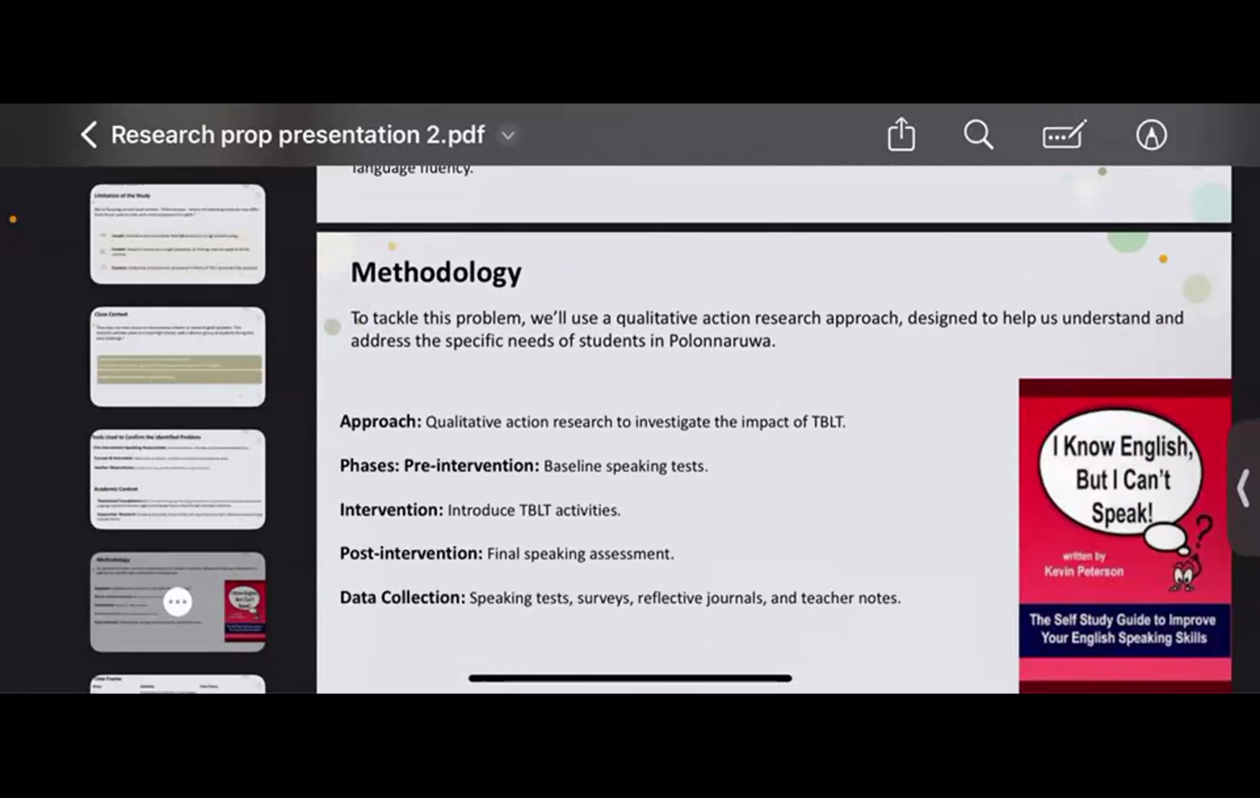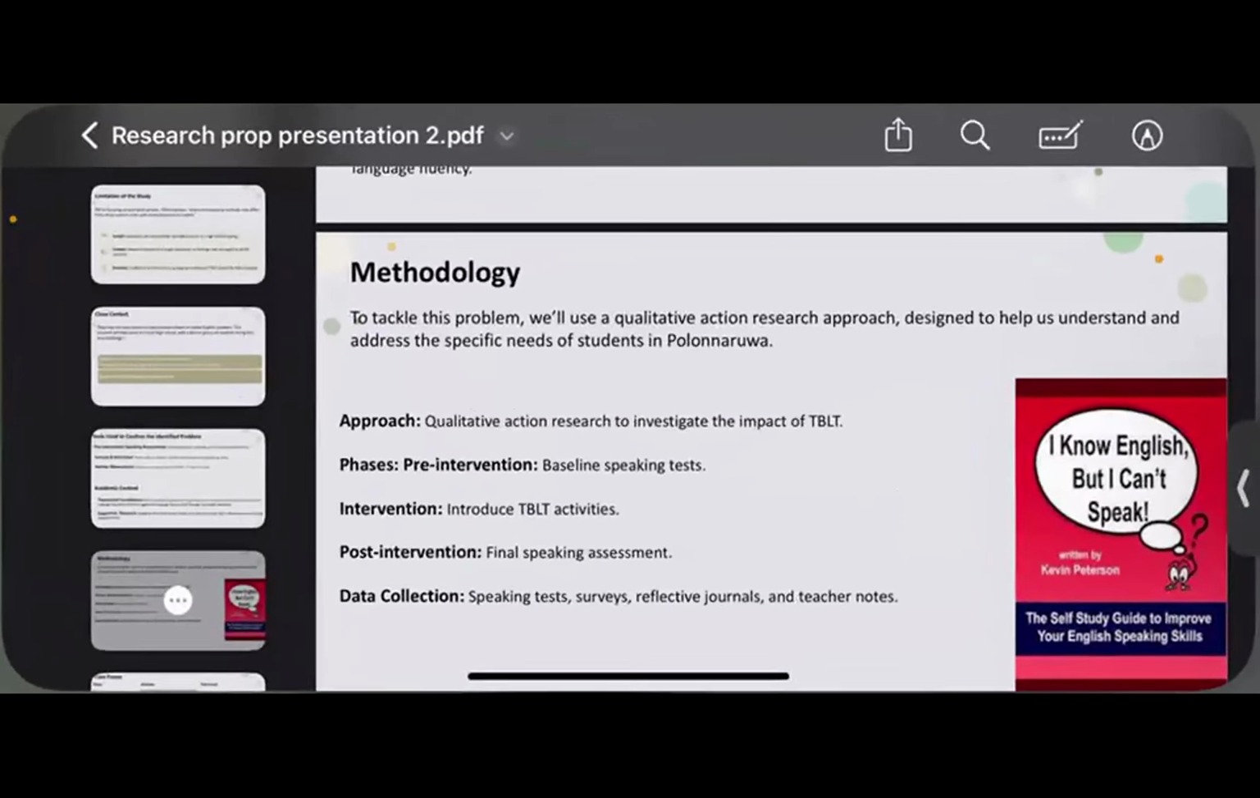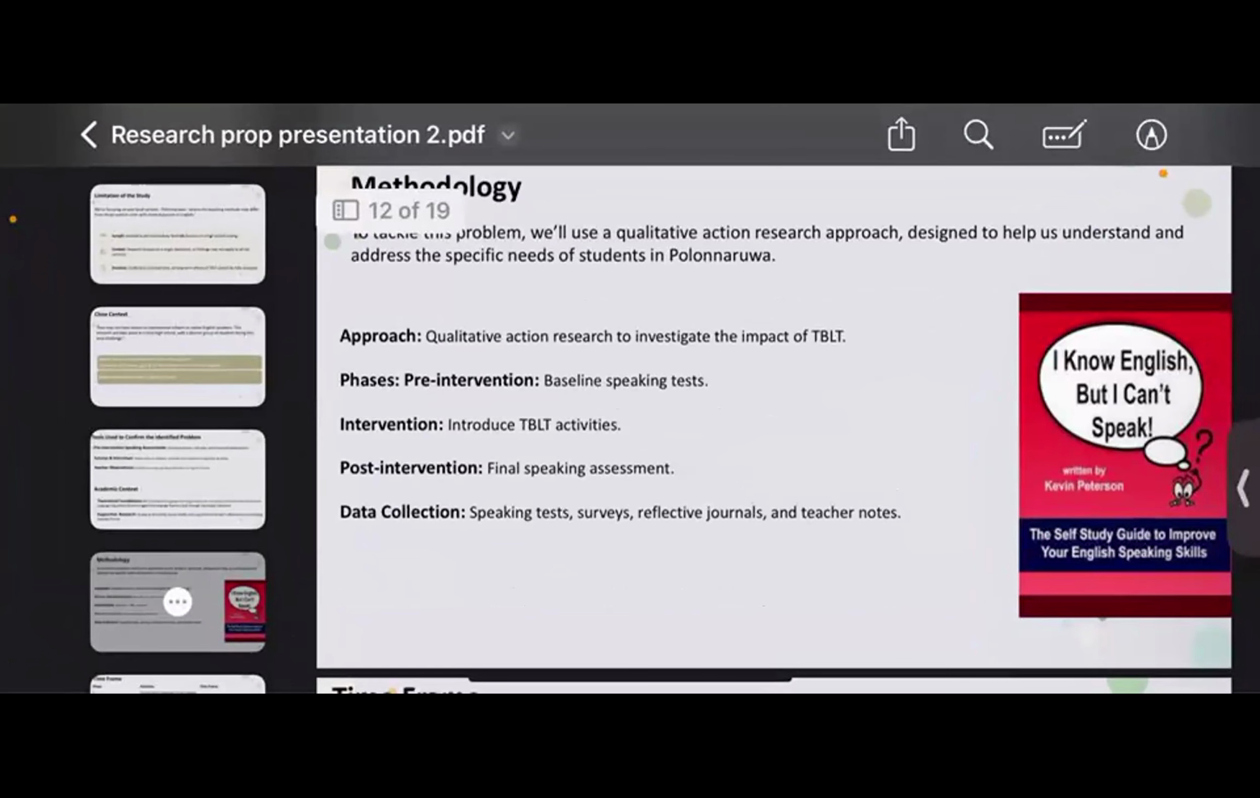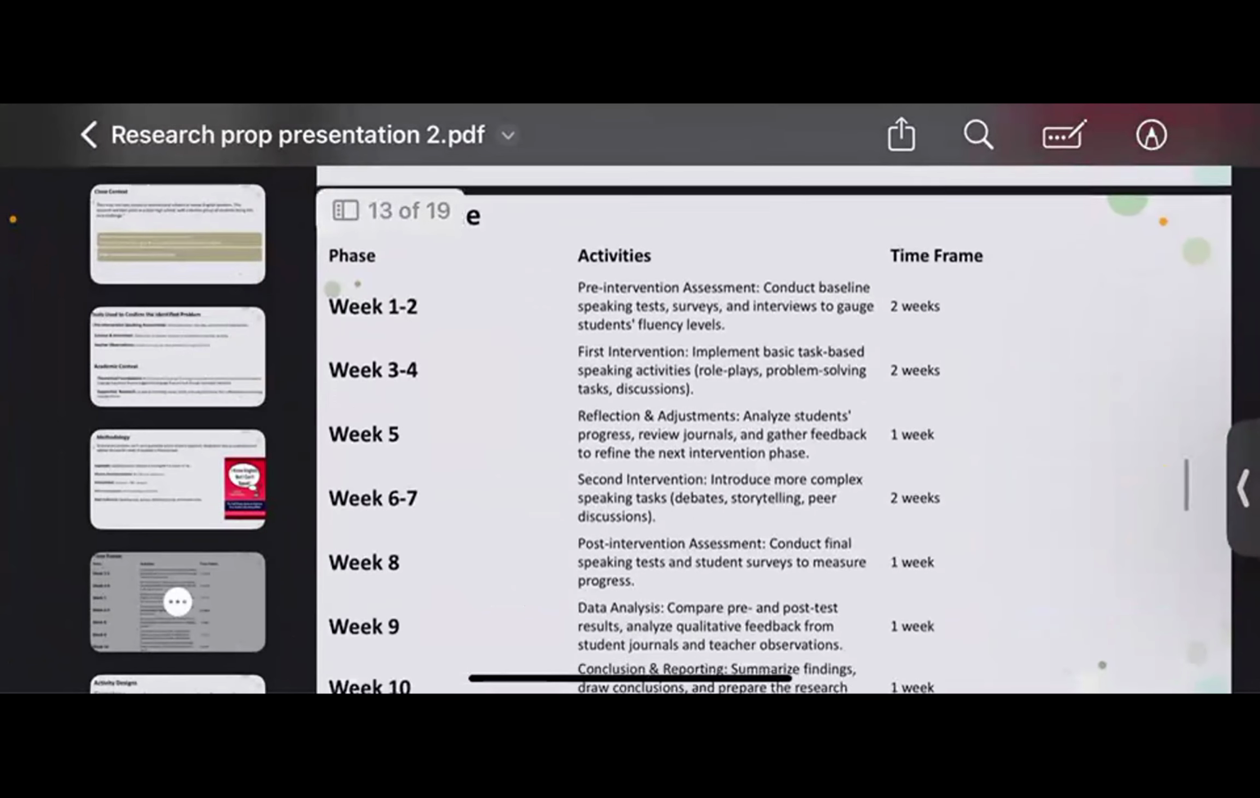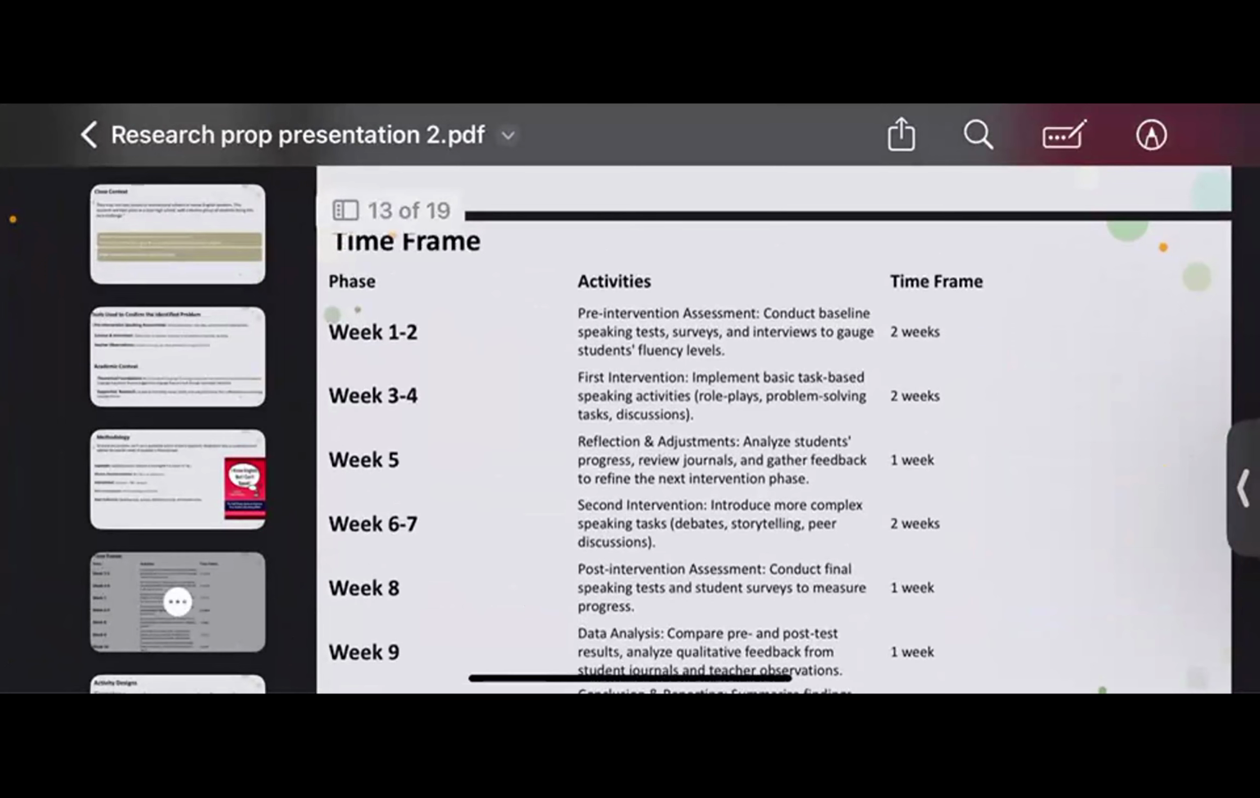As you can see here, I mentioned the approach phases. Pre-intervention is the baseline speaking test. Then the intervention introduces TBLT activities, that is our aim. Post-intervention is the final speaking assessment. I have also mentioned some data collection methods: I can collect data by giving speaking tests and reflective journals, and I can get some teacher notes. So this is the time frame for interventions.